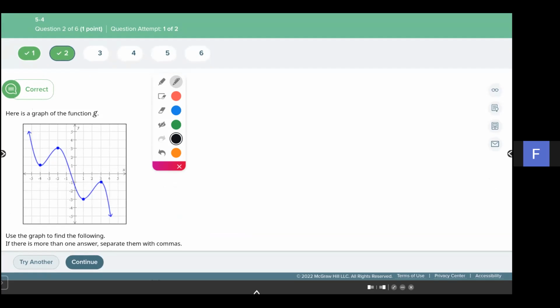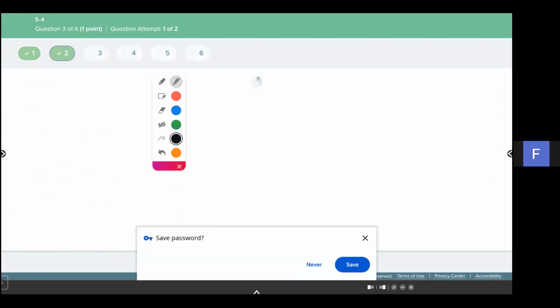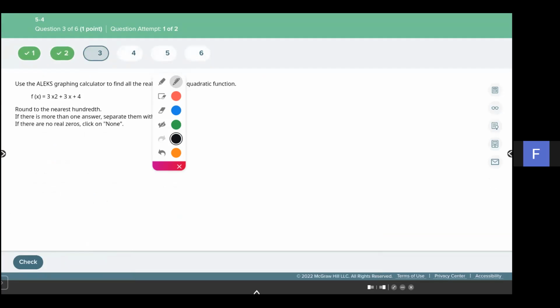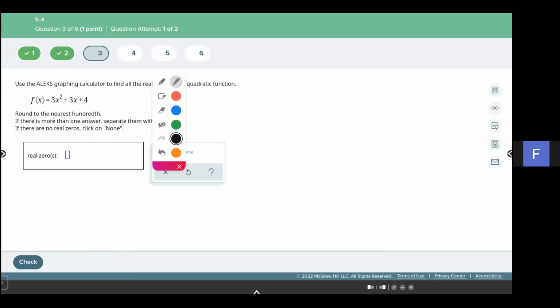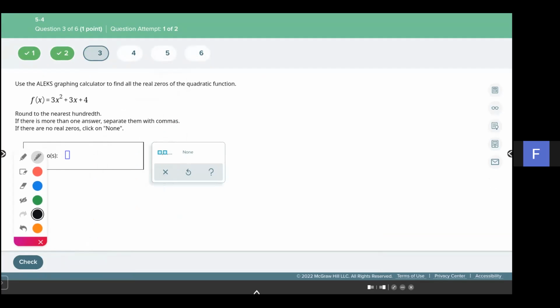Moving on to question 3. It says to use the Aleks calculator to find all the real zeros. This is a reminder that real zeros are x-intercepts on the graph. And when they say nearest hundredth, that means 2 decimal places. You can remember that by thinking of the number 100: how many zeros does 100 have? 2, so 2 decimal places.